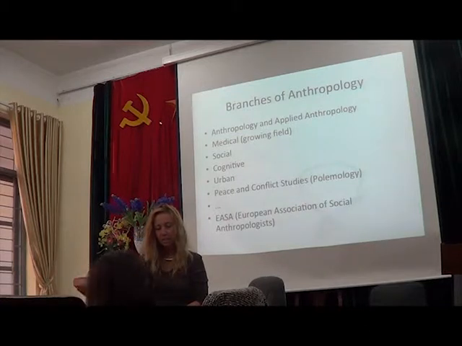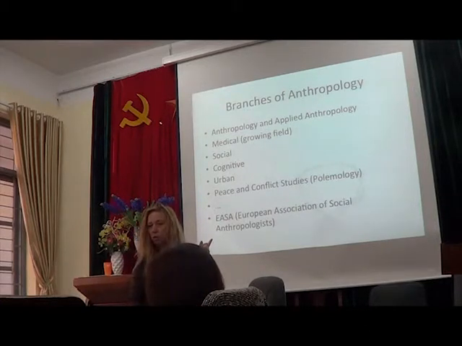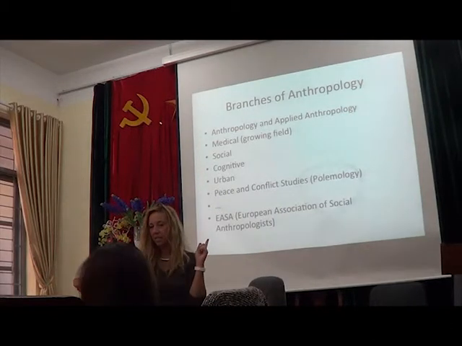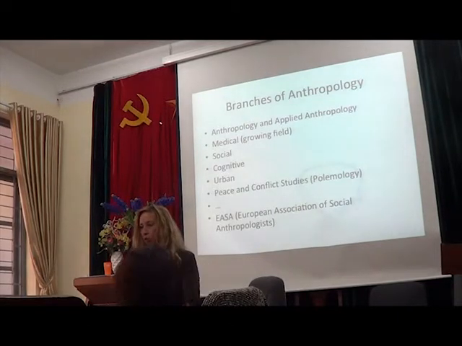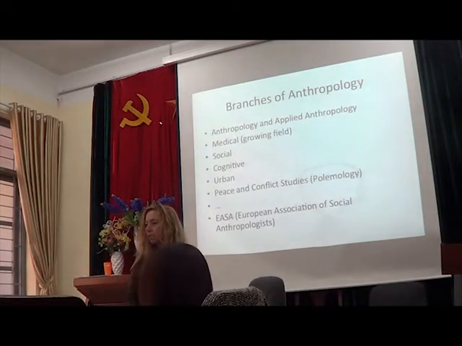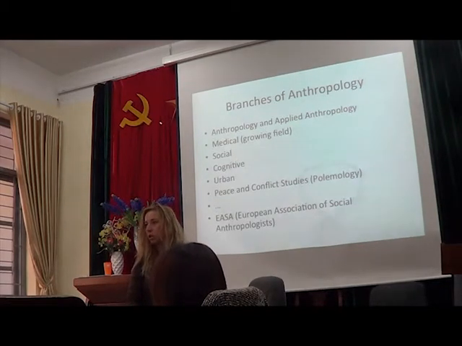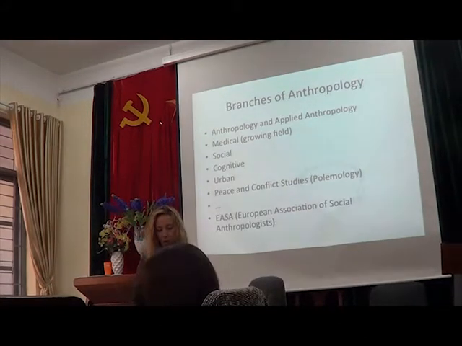One of these branches is medical anthropology. It's a very growing field because medical anthropology, especially the applied medical anthropologists, can teach medical doctors and nurses to treat populations or parts of populations which are complicated, difficult to approach or to access.